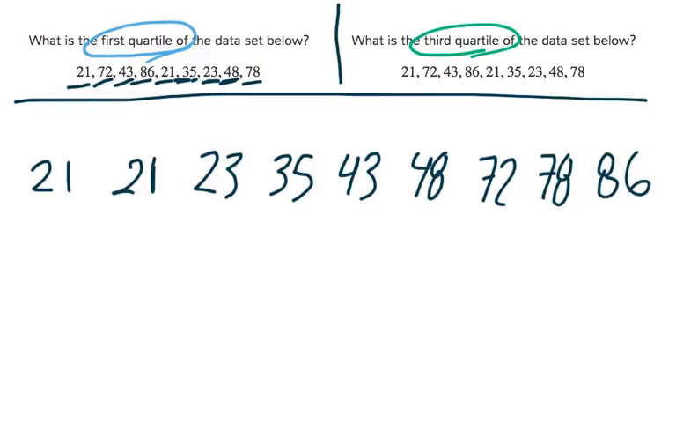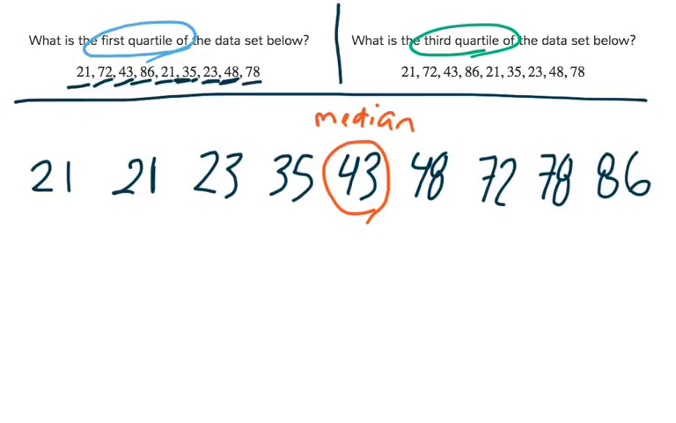Okay, so I've ordered these numbers from least to greatest. We need to make sure they're all in order when we're looking for the first and third quartile, just like when we're looking for the median. Now, speaking of the median, that's the first thing we're going to find when we're breaking this up into quartiles. We're going to first split it in half by finding the median. So I have 1, 2, 3, 4, 5, 6, 7, 8, 9 values. So my median is going to be the value right in the middle here, which is 43. That's going to be our median.